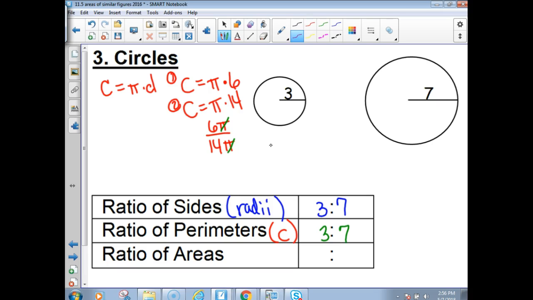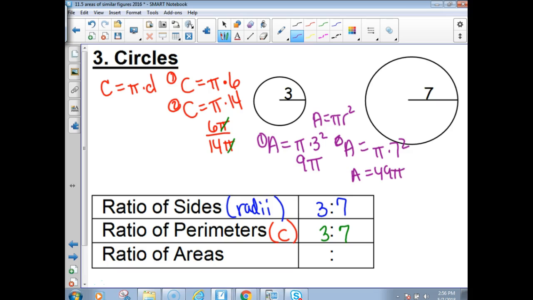All right, now area. Area of the first figure. Remember, area is pi r squared. So the area of the first one is pi times 3 squared, which is 9 pi. The area of the second one, pi times 7 squared, so that would be 49 pi. If you compared 9 pi to 49 pi, you would cancel out the pi's to reduce it. And that would give you 9 to 49.